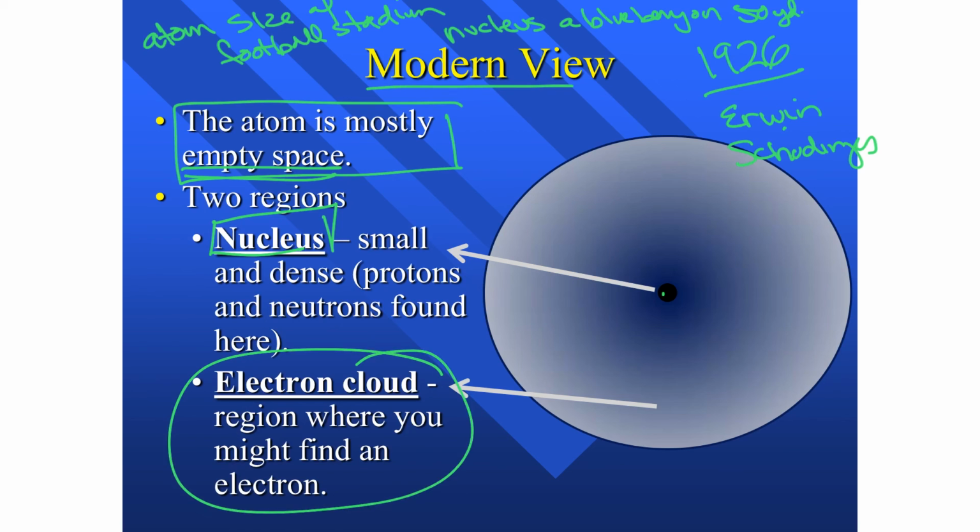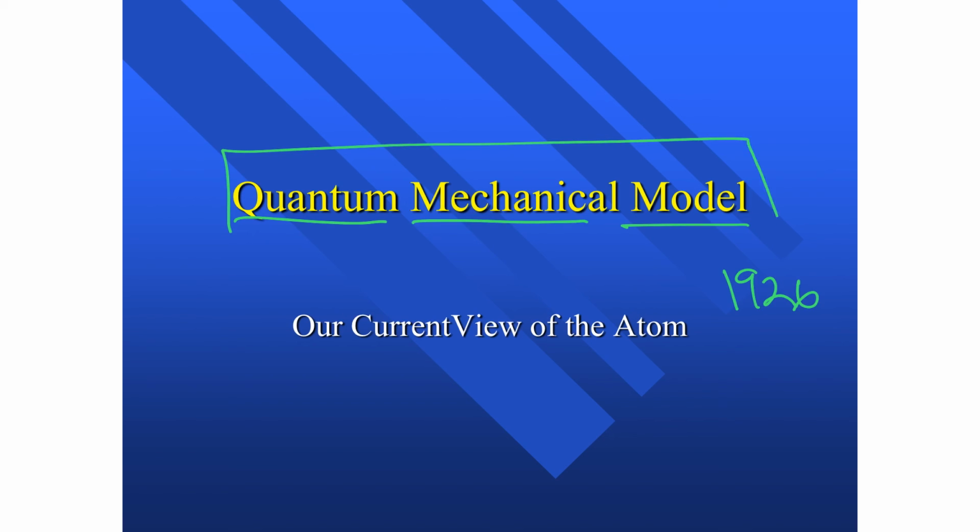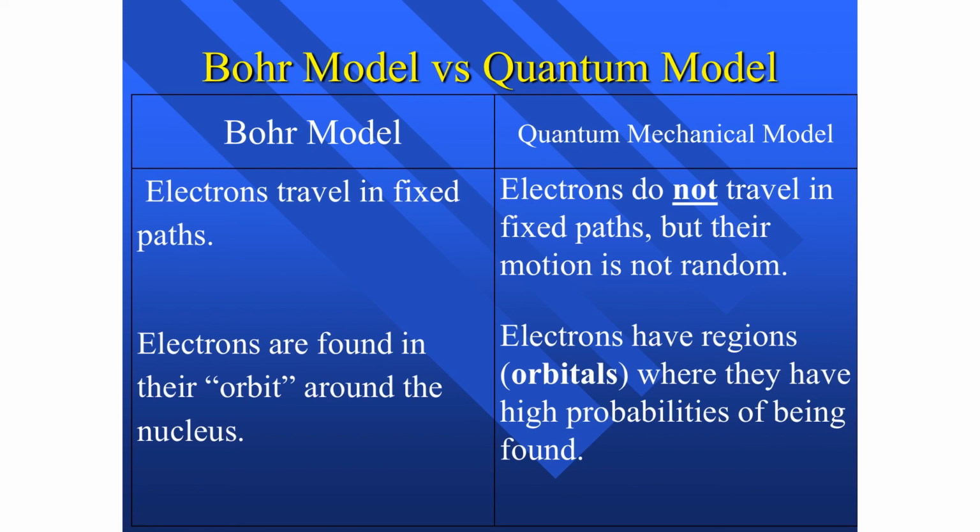And the electron cloud, not orbits, is where you would find an electron. So we call this theory that Schrödinger came up with in 1926 the quantum mechanical model, because it uses some really crazy math called quantum physics. And this is our current view of the atom. So the quantum model differs from the Bohr model in a couple of very important ways. So remember, Bohr thought that electrons went around and around, just like planets around the sun. And we know that's not true.